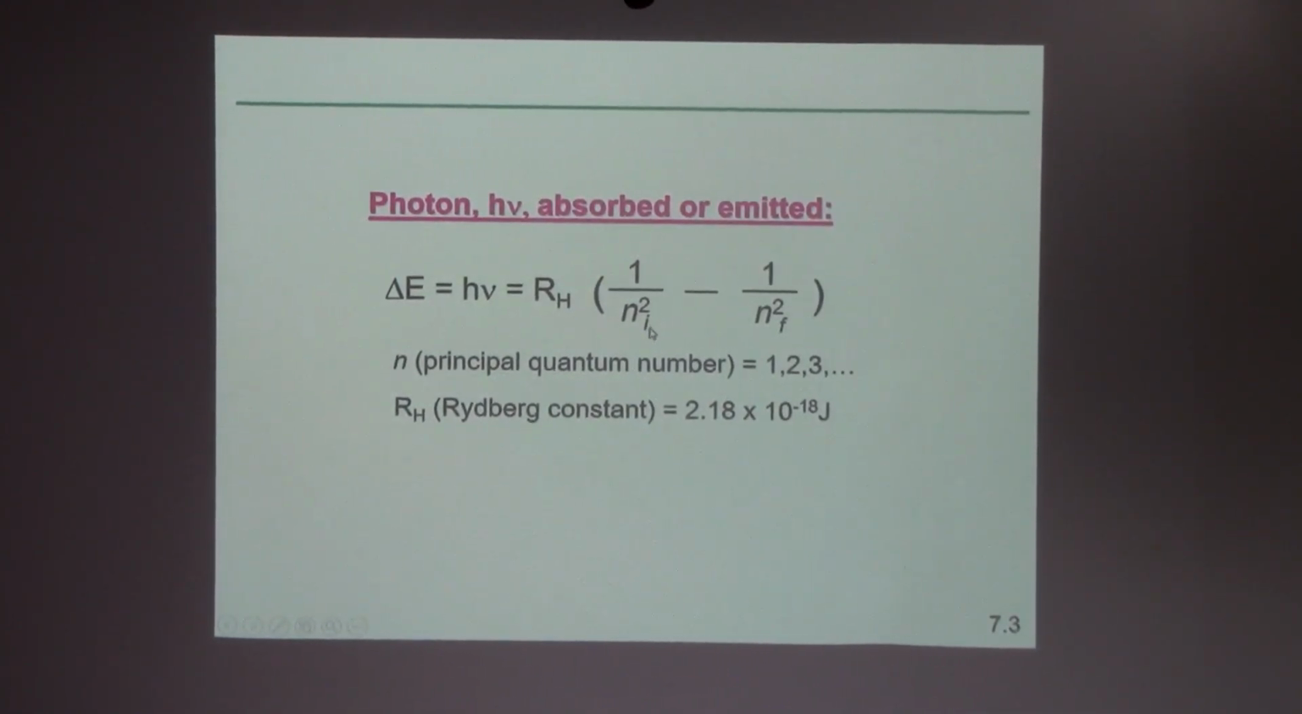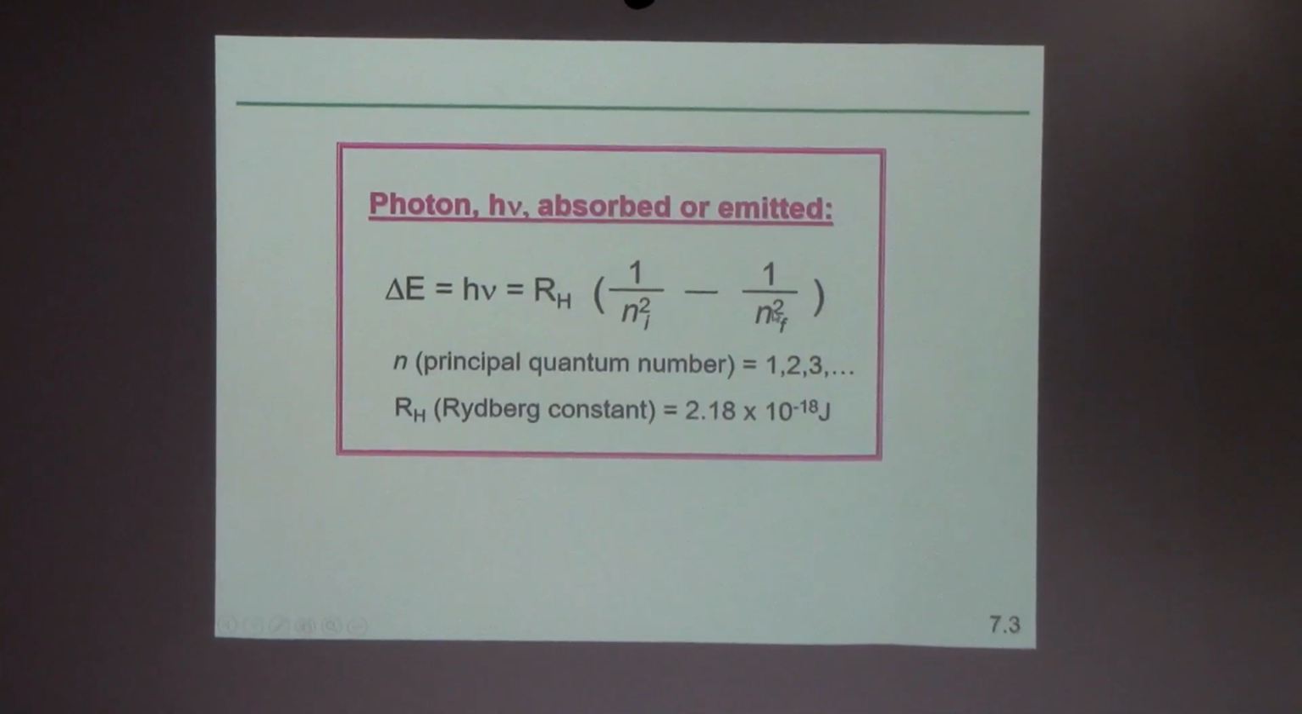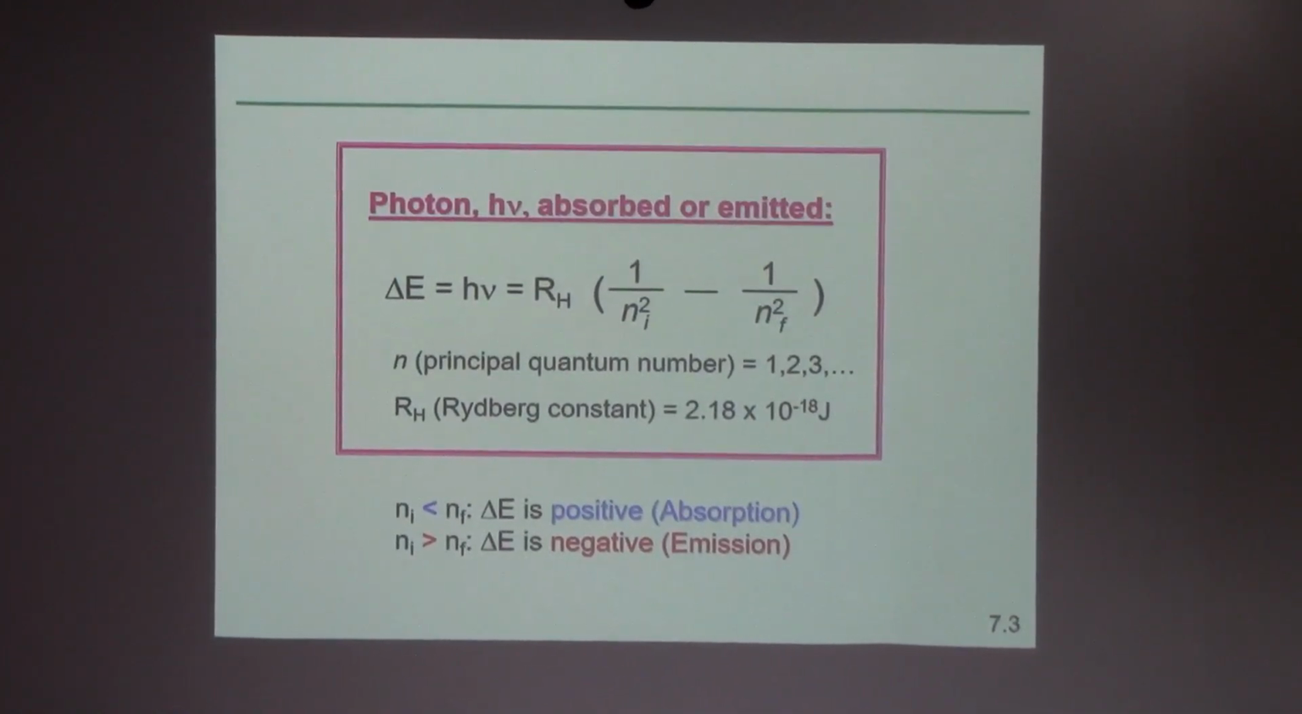So the electron went from i to f. If ni equals 1 and nf equals 2, then what you would put in the bracket would be 1 over 1 squared minus 1 over 2 squared. If ni is smaller than nf, delta E is positive. That means the electron has absorbed some energy. If ni is greater than nf, that means delta E is going to be negative. The electron has emitted, released some energy.